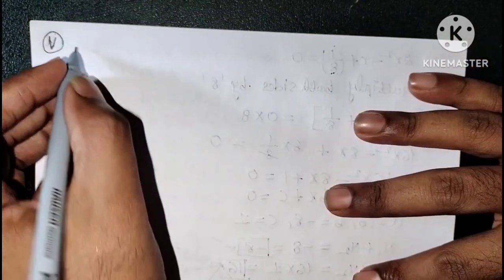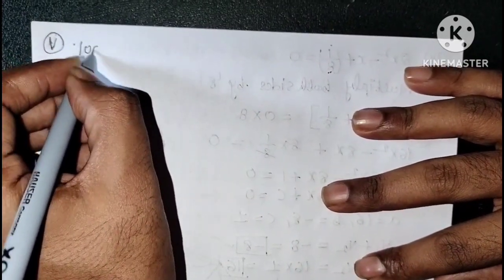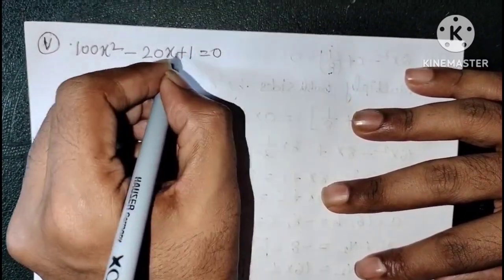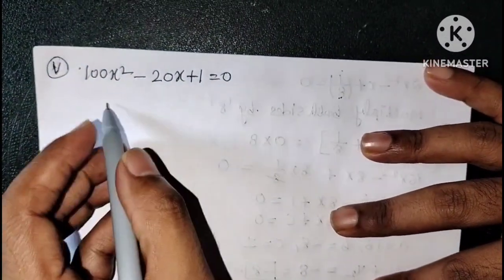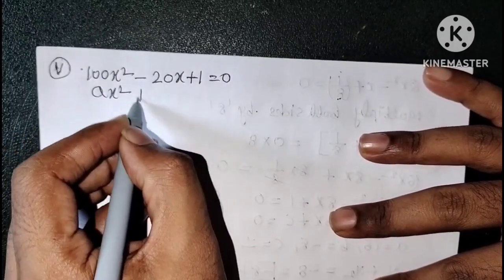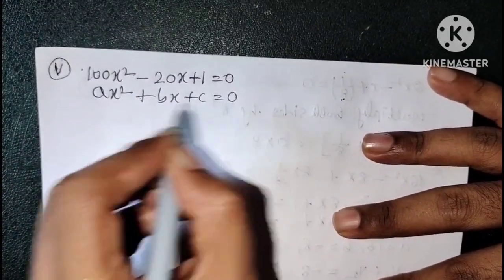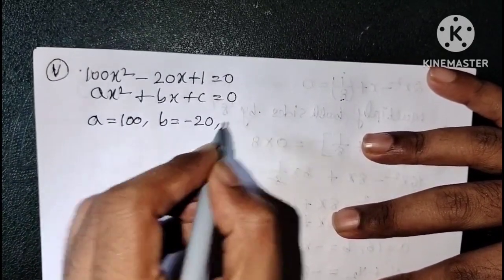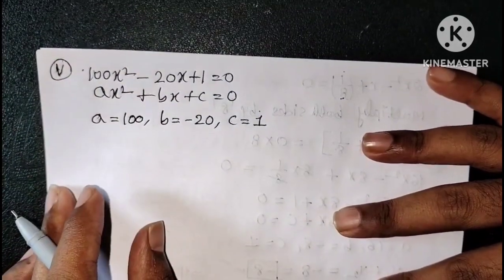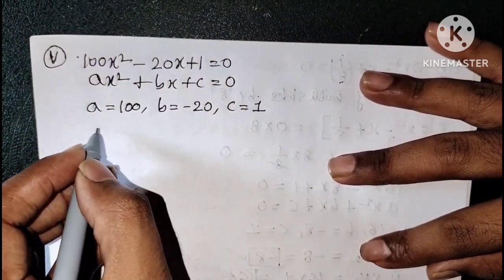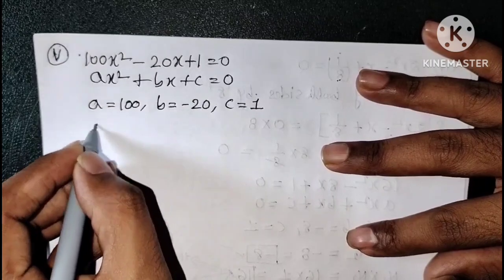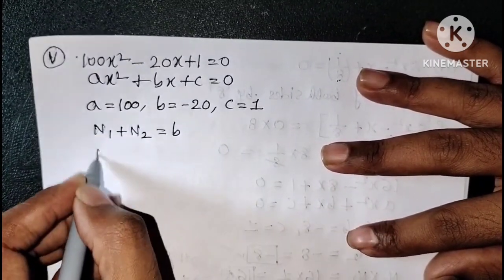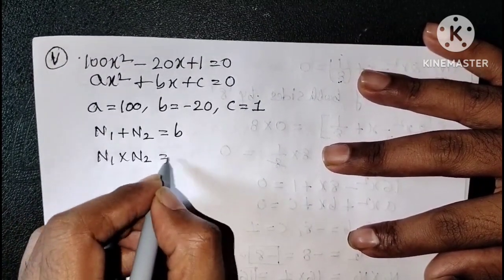Here is my next question. Find the roots of the quadratic equation 100x square minus 20x plus 1 is equal to 0. So now compare with the standard form ax square plus bx plus c is equal to 0. Here a is equal to 100, b is equal to minus 20, c is equal to 1. Next we need to find two numbers whose sum is equal to b and product is equal to ac.